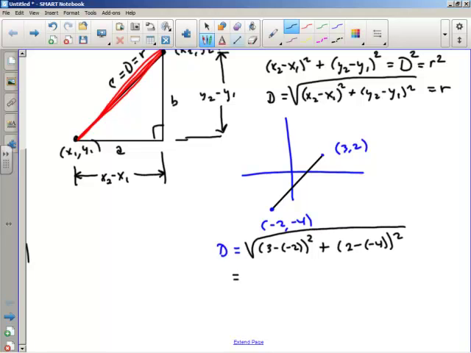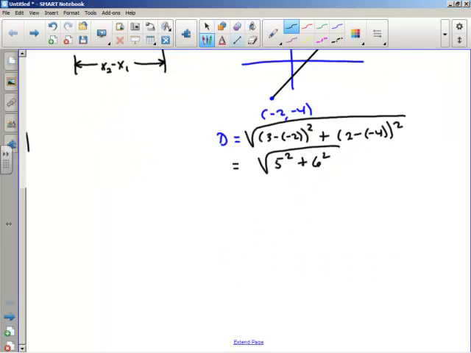And that gives me the square root of 3 plus 2 is 5. 2 plus 4 is 6. Subtracting a negative there is the same as adding. So this looks like 25 plus 36. And that's a square root of 61, I think. 6 and 5 is 11. Carry the 1. Yep. And as far as I know, 61 is a prime number, so I don't think that simplifies any.